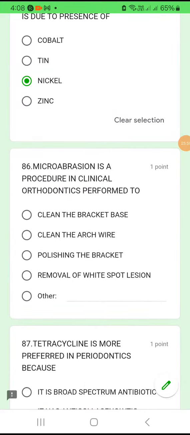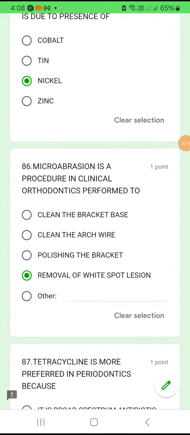86. Microabrasion is a procedure in clinical orthodontics performed to clean the bracket base, clean the arch wire, polish the bracket or remove white spot lesion. So you need to remove white spot lesion in orthodontics. You have to do microabrasion. Option D.